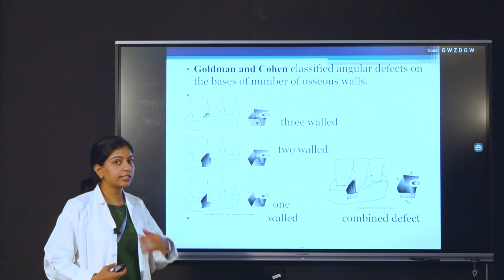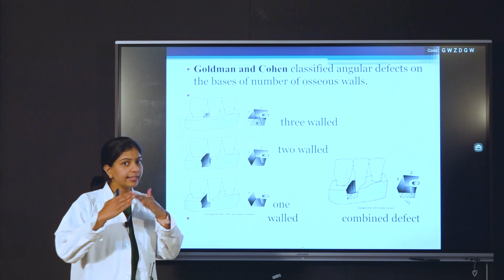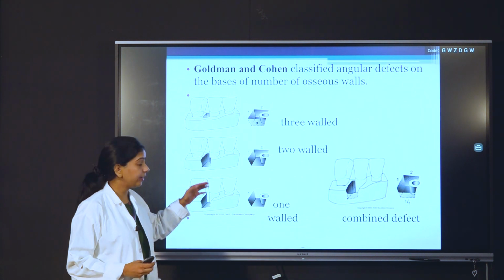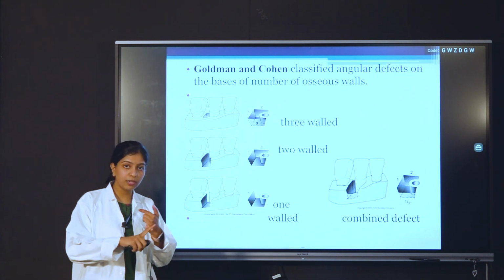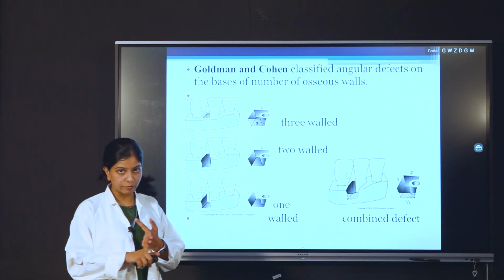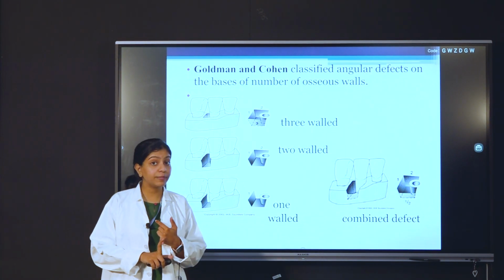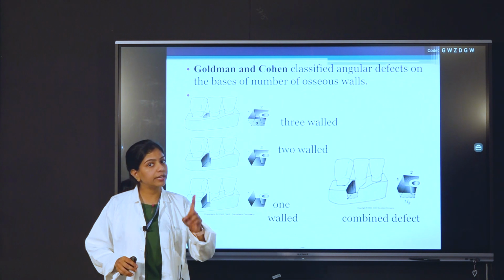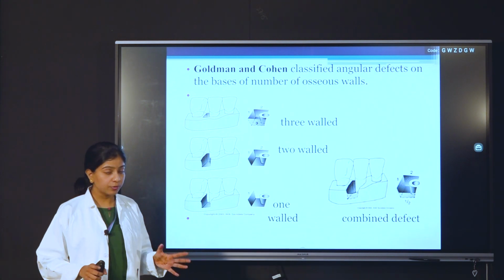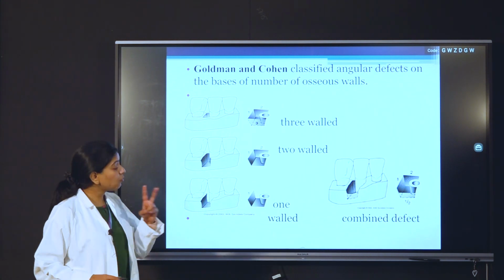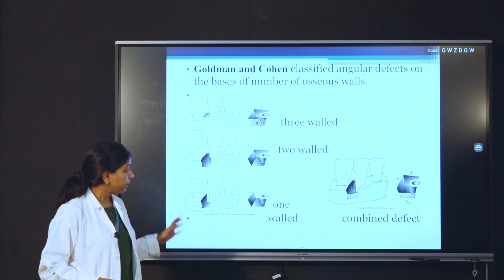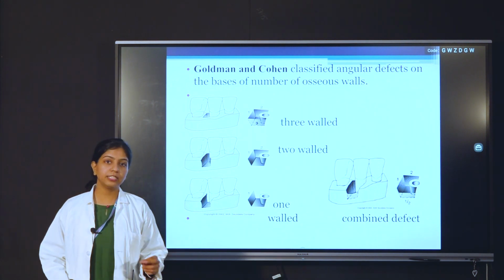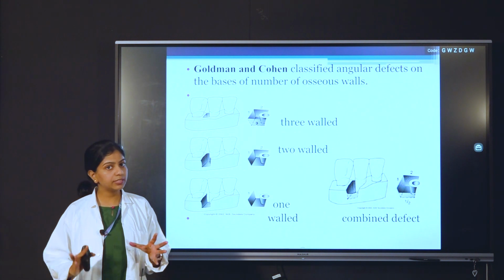This vertical or angular bone loss is again classified by Goldman and Cohen into three types. They can be 3-wall defects, 2-wall defects or 1-wall defects. A 3-wall defect means 3 walls are present and one wall is lost. A 2-wall defect means 2 walls are present, 1 wall is lost. A 1-wall defect is where only 1 wall is present and the rest of the walls of the bone are lost.